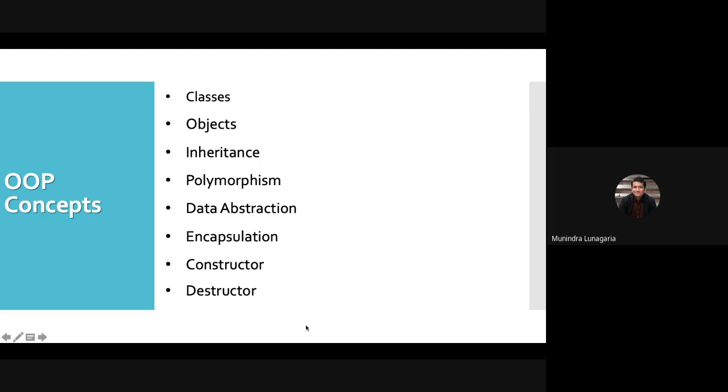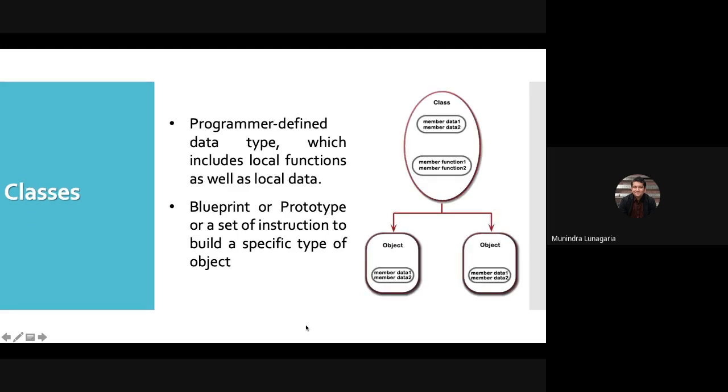So the classes, object, inheritance, polymorphism, data abstraction, encapsulation, constructor as well as destructor. What do you mean by the classes? A programmer-defined data type, which includes the local functions as well as the local data. Or you can say the blueprint or the prototype or a set of instructions to build a specific type of object.